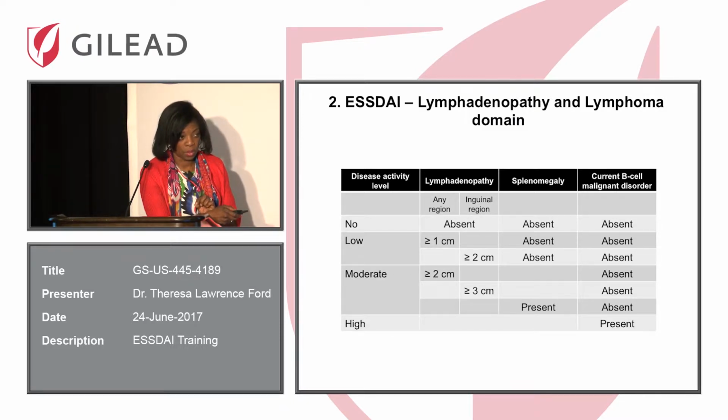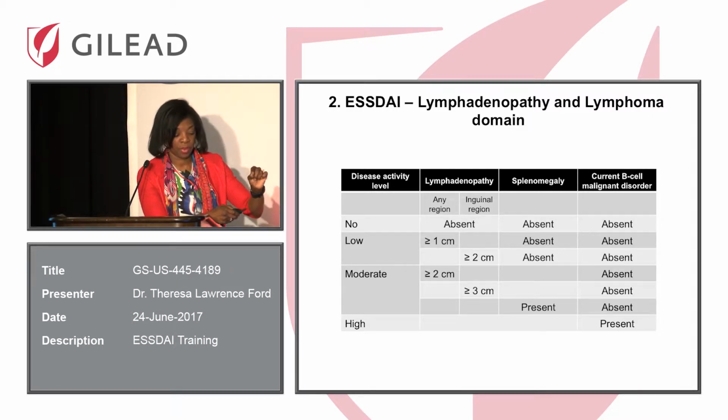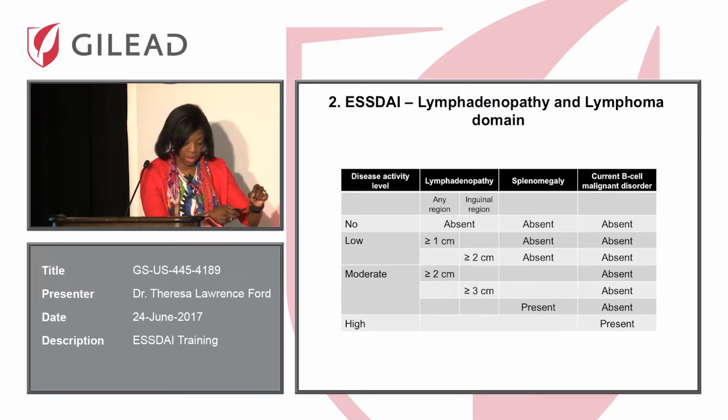Low: greater than 1 or more centimeters in any region, 2 or more in the inguinal, without splenomegaly, without concurrent B-cell malignant disorder. Moderate: greater than or equal to 2 centimeters in any region, greater than or equal to 3 in the inguinal, so the inguinal requires a larger node. So it can have either or, greater than 2 in any region, or greater than or equal to 3 in the inguinal region, or splenomegaly. And high would just be the B cell, which we'll address later, okay?